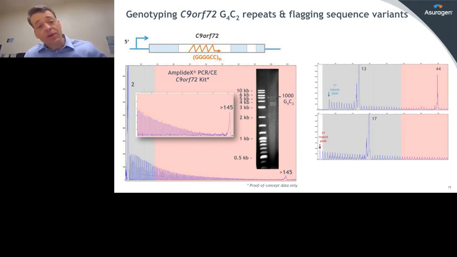Now, also like Fragile X with the AGG interruption, there are sequence variations that are associated with C9orf72, and I want to give you one example of that. Now, this isn't an interruption within the G4C2 hexanucleotide repeat. It's actually a little bit outside of that region.